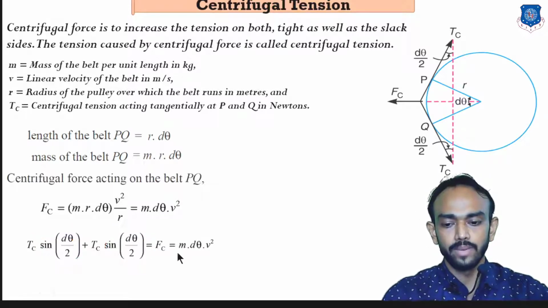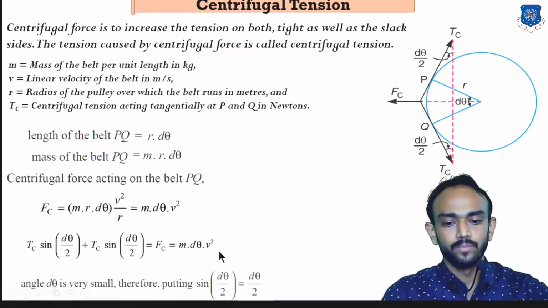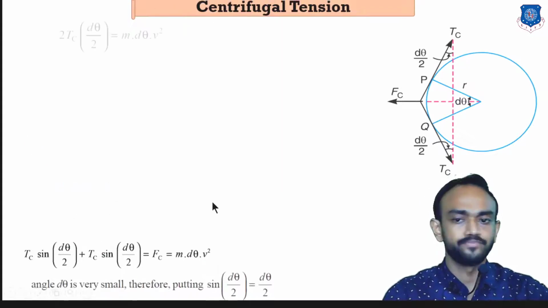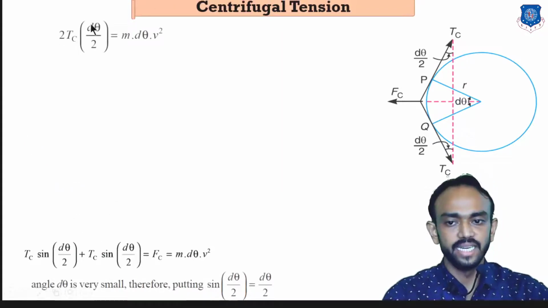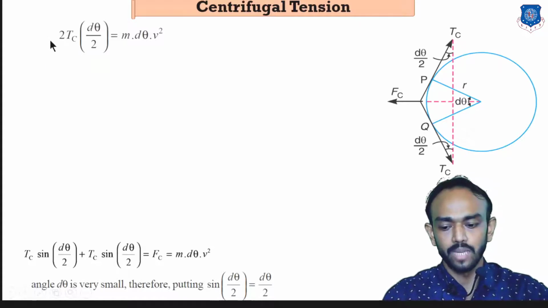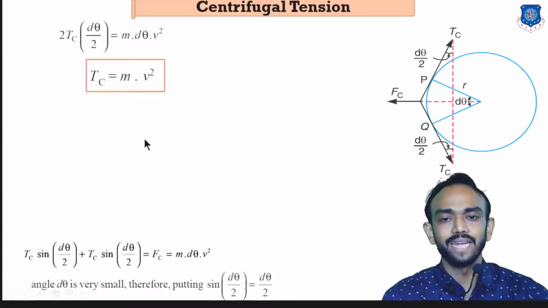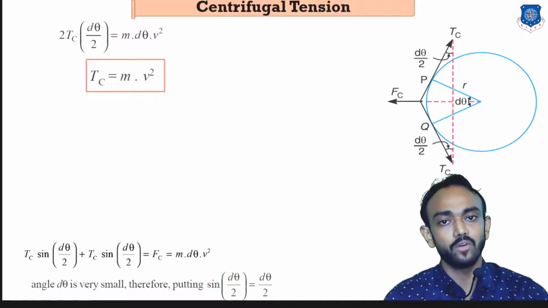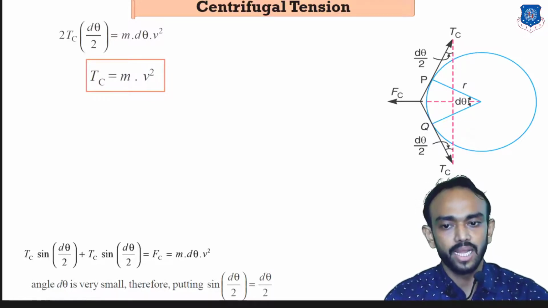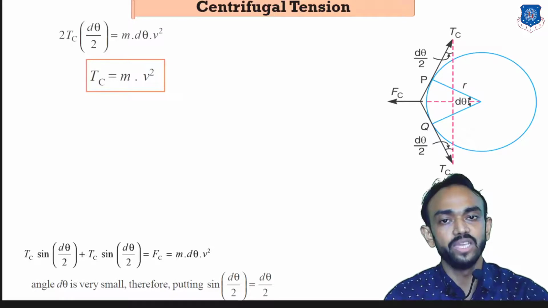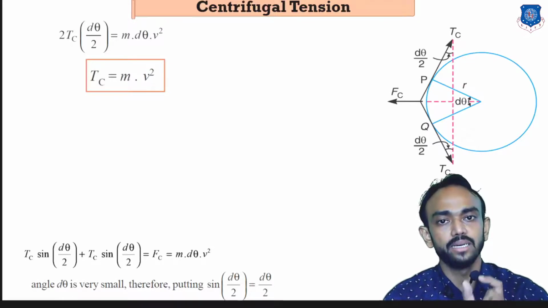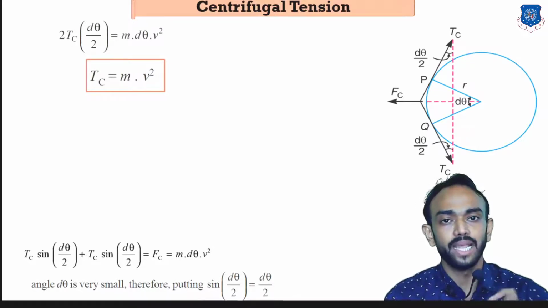Okay, so it will become Tc dθ. Tc, 2 Tc dθ by 2, the 2 is eliminated here. So you will get Tc, the centrifugal tension, is equal to mv². Here m is the mass of the belt, but remember that in the centrifugal force mv², m is the mass per unit length.